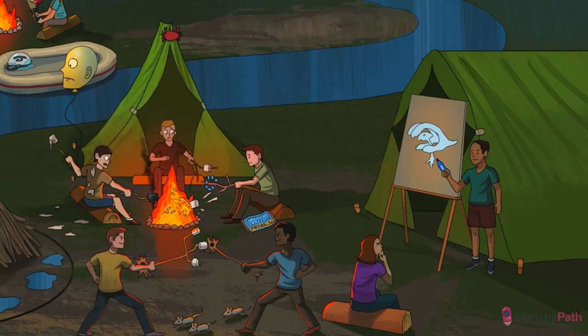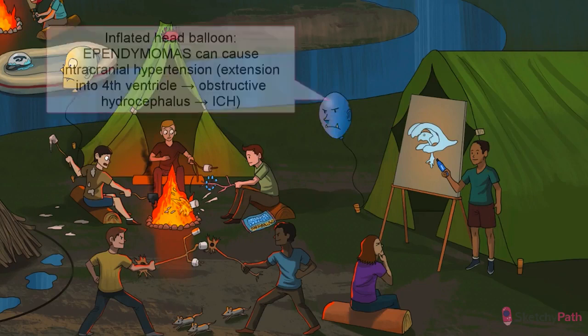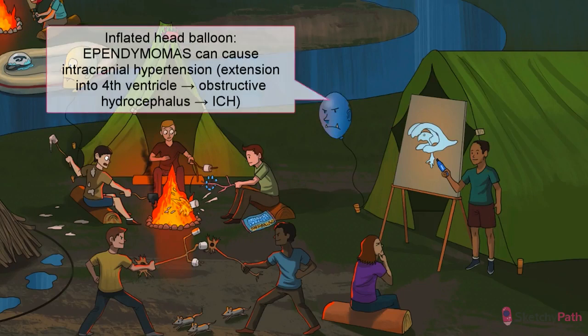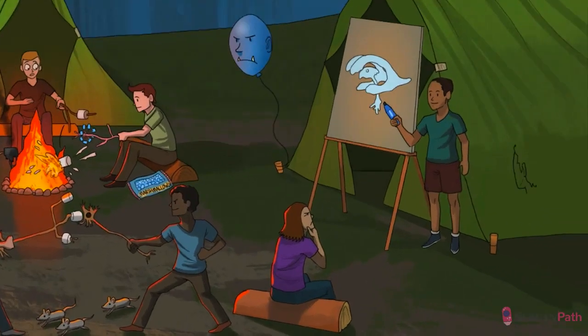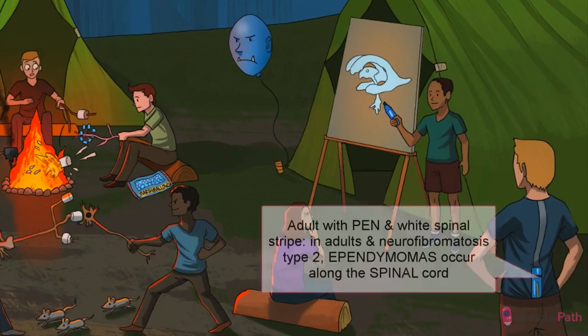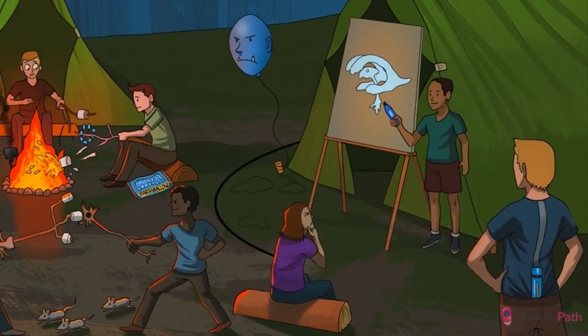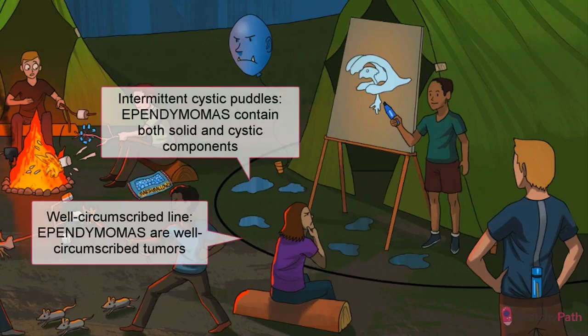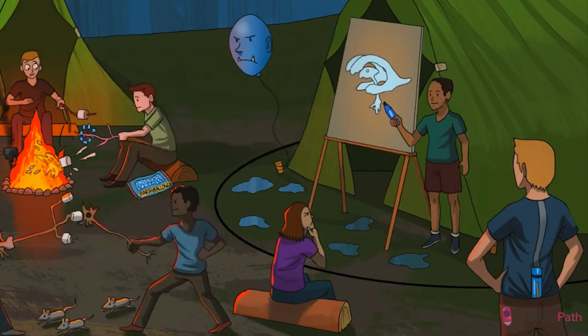Ependymomas often block the flow of CSF into the spinal cord, resulting in obstructive hydrocephalus and the classic intracranial hypertension symptoms of headache, vomiting, and papilledema. While intracranial ependymomas are most common in children, they're often found along the spinal cord in adults and patients with neurofibromatosis type 2. Grossly, ependymomas are most commonly solid, tan, well-circumscribed tumors with areas of calcification, hemorrhage, and cyst formation.